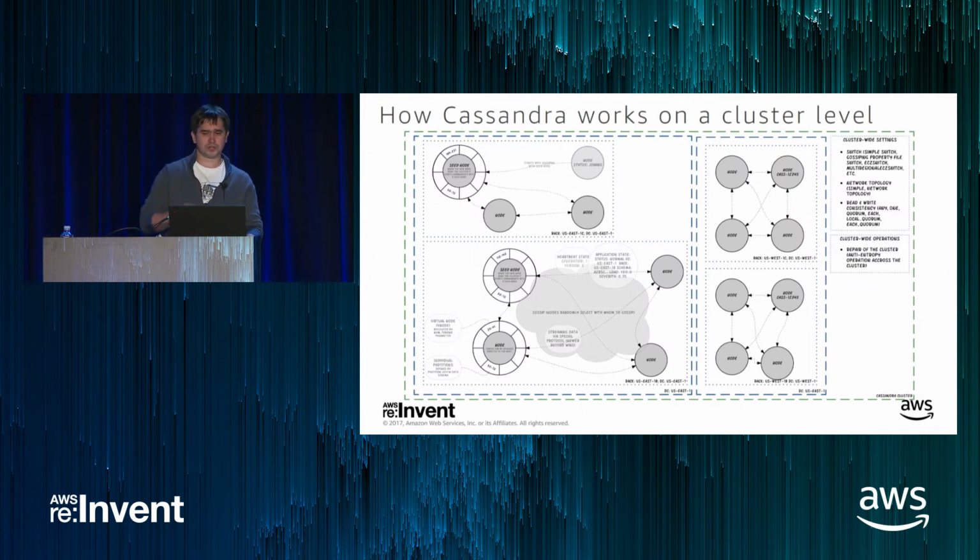So how does Cassandra work at the cluster level? You can see the green box. It's a Cassandra cluster, which is the main deployment unit in Cassandra. Inside the cluster, you can have multiple blue boxes, multiple data centers. And data centers are there for geo-distribution.